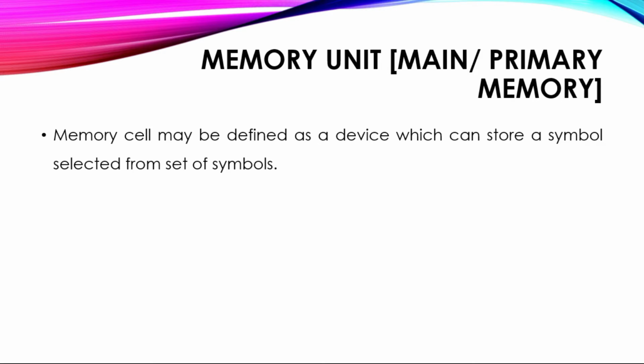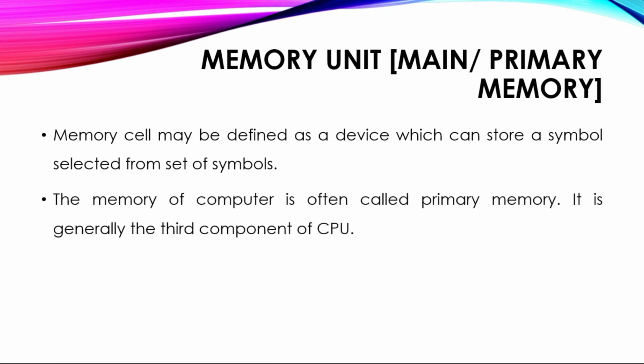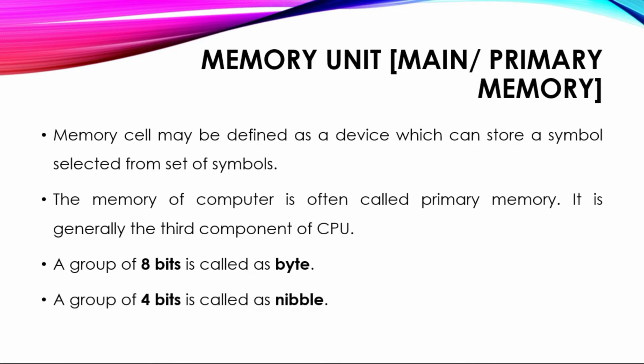Okay, next topic is the memory unit, or you can say main memory or primary memory. A memory cell can be defined as a device which can store a symbol selected from a set of symbols. The memory of a computer is often called primary memory. It is generally the third component of the CPU. A group of 8 bits is called a byte and a group of 4 bits is called a nibble.